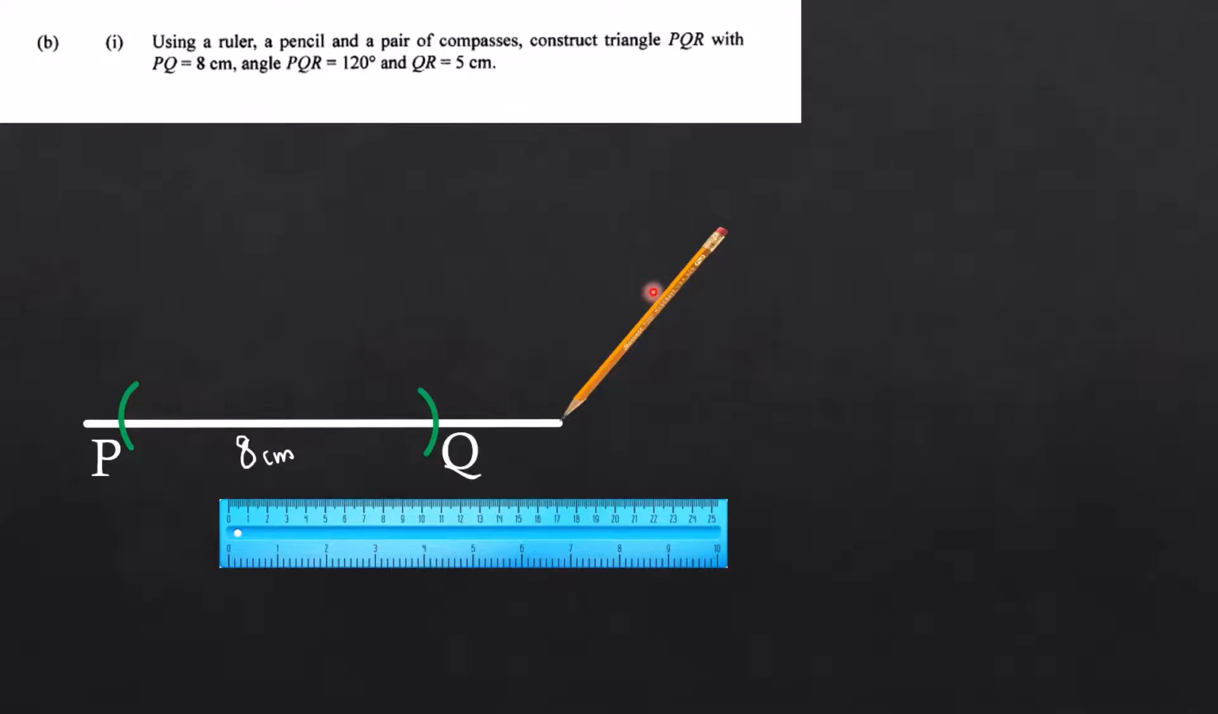Now, before you start constructing, where do you need to construct this PQR being 120 degrees? Let me see if you guys are paying attention. At the P or at the Q? Which side do you need to construct the 120 degrees? On the Q, right? Because why?